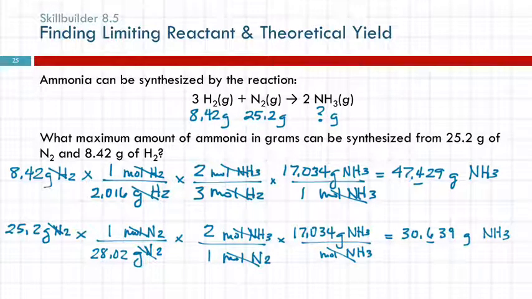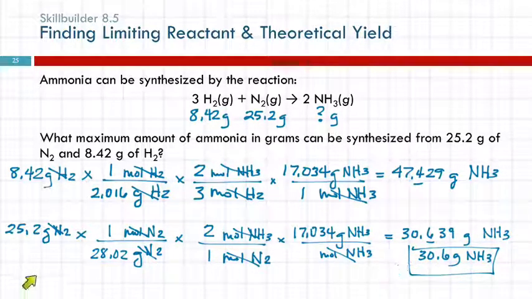So how much ammonia can we make? 30.6 grams. Because that's the smallest amount. When we've made this 30.6 grams, we've used up all the nitrogen. It's hard to see it when it's crossed off like that. We've used up all the nitrogen. There is leftover hydrogen, but we can't make any more ammonia because you can't make ammonia without nitrogen. Any questions?